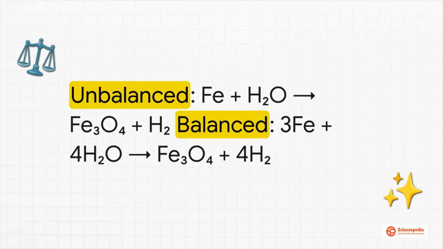In the balanced version, adding a 3 in front of the iron, a 4 in front of the water, and a 4 in front of the hydrogen gas brings our iron, hydrogen, and oxygen atoms into perfect mathematical harmony on both sides of the arrow.